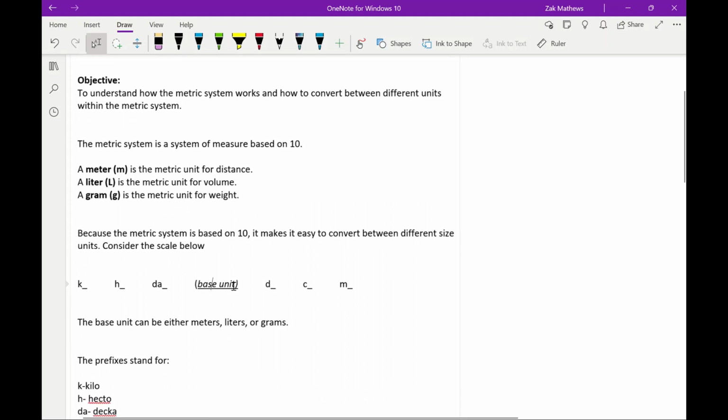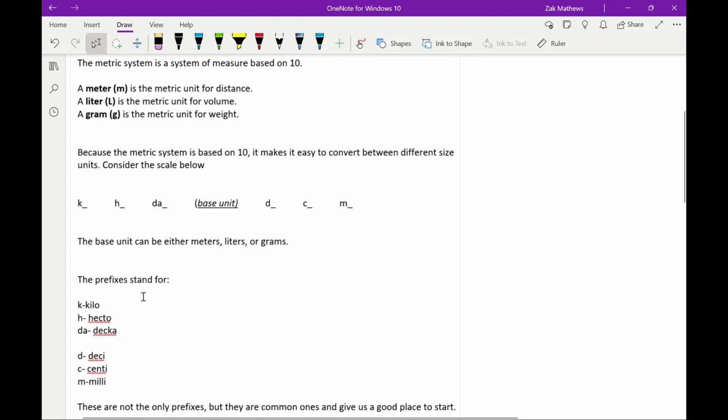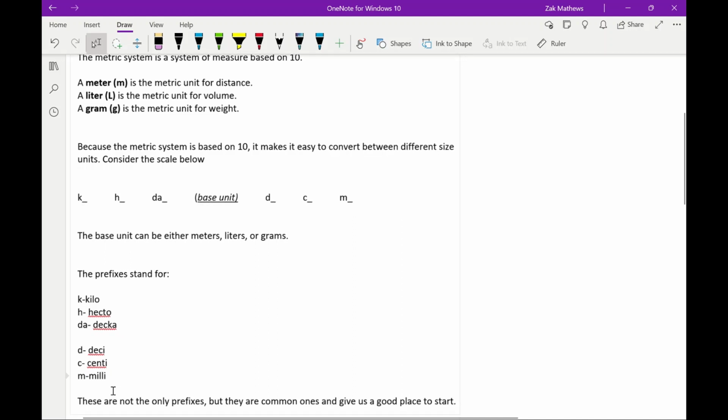So again, that base unit is one of these three. And then each of these prefixes stands for the following. K is for kilo, H is for hecto, DA is for deca, D is for deci, C is for centi, M is for milli. So these are common ones. These are ones that we're going to start with in this video, and they give us a pretty good idea of how things work. You may have heard of plenty of other things, for instance, nano or pico, giga.